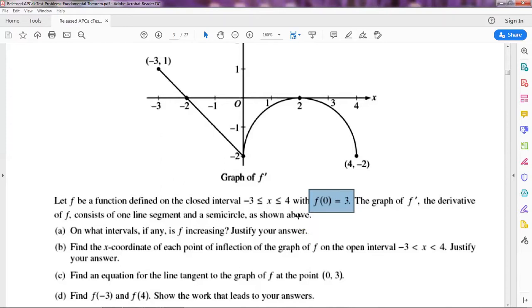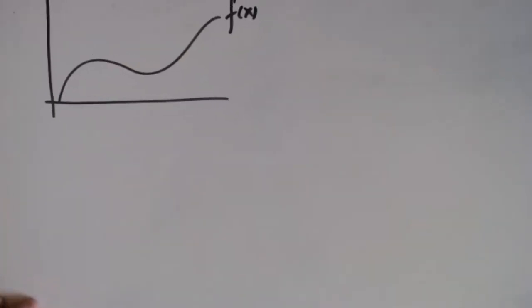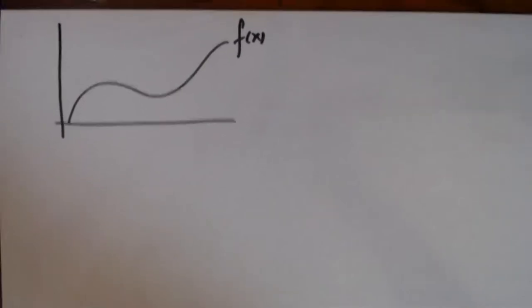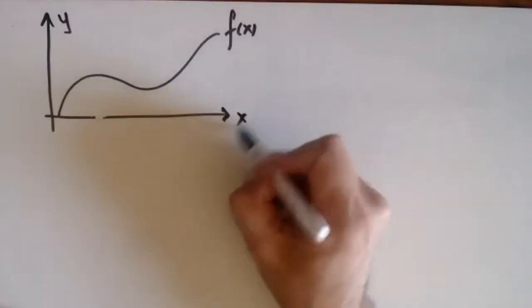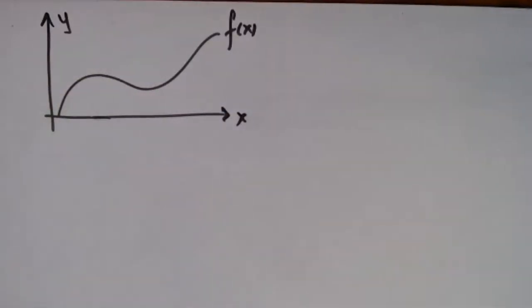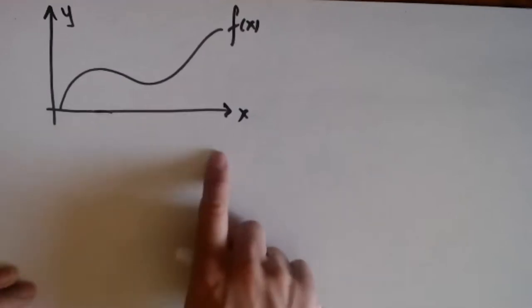Let me just put here an example before we move to this problem. So I have here a function, this is f(x). Let me just recall the situation. Here you have the graph of a function f(x), correct? This is the y, this is the x.